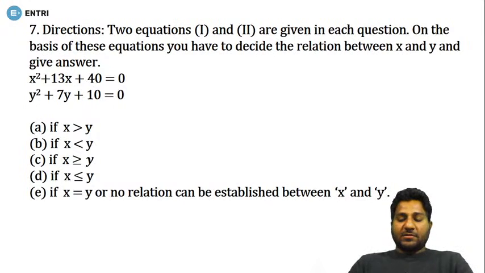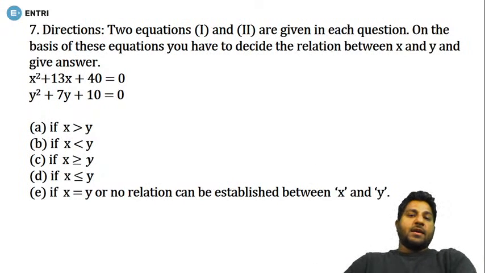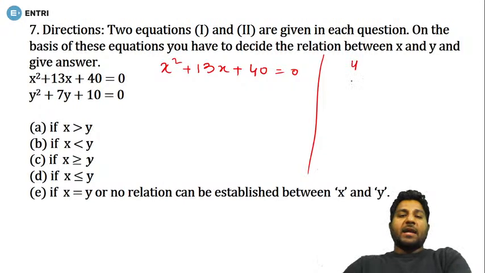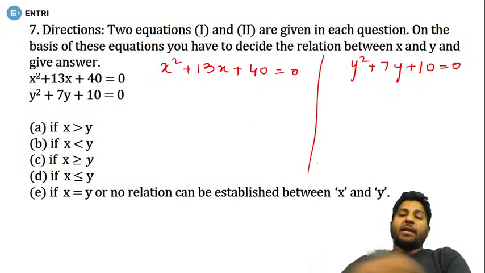Come on, champions. Solve this one. Come on, guys. Come on, everyone. X square plus 13x plus 40. Y square plus 7y plus 10 is equal to 0. Okay. Now how are you going to solve this one? Come on, tell me the answer.